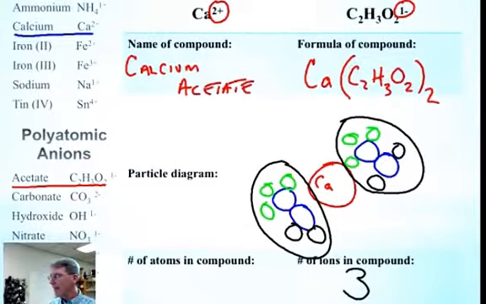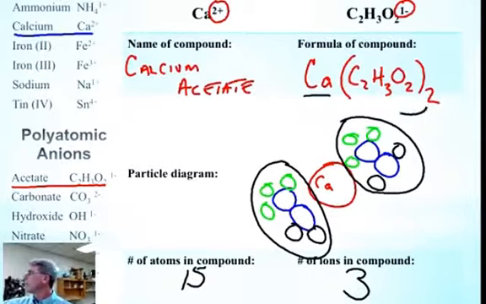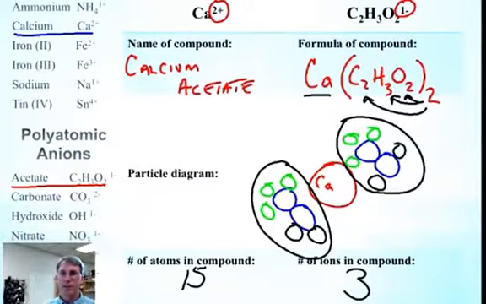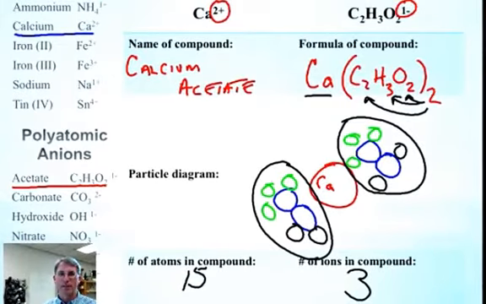And the number of atoms in here can be found simply by adding up all of the circles. 15 atoms in the compound. Basically there's 1 calcium, there's going to be 4 carbons, 6 hydrogens, and 4 oxygens. When you total that up, should be 15 atoms total in the compound.